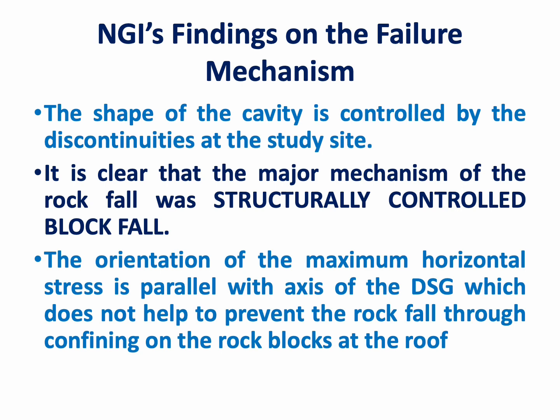The orientation of the maximum horizontal stress is parallel with the axis of the downstream surge gallery, which does not help to prevent the rockfall through confining the rock blocks. So absence of confining pressure is also mentioned in the NGI report. The orientation of the maximum horizontal stress is parallel with the axis of the DSG, which does not help to prevent the rockfall through confining the rock blocks at the roof.